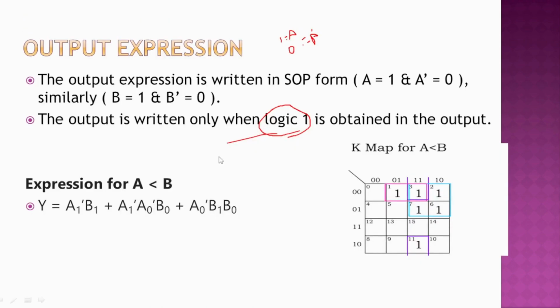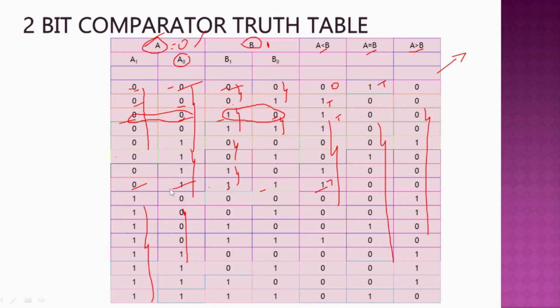Our first output is A less than B, right? We will get a 1 when A is less than B. We will get totally 6 ones here. The first one we will get when A1 equal to 0, A naught equal to 0, B1 equal to 0 and B naught equal to 1.